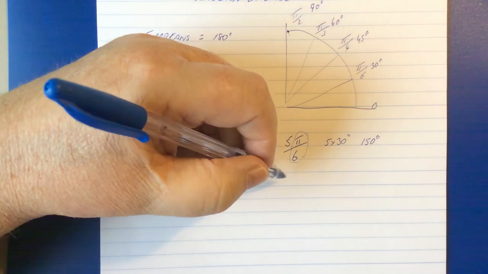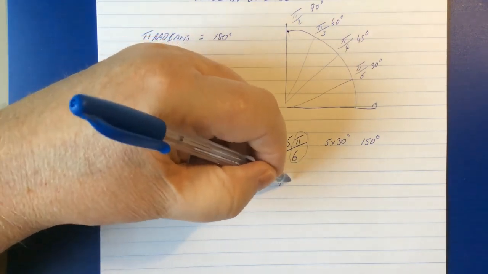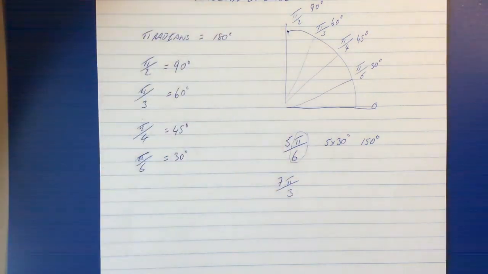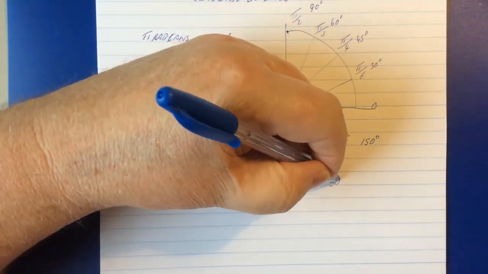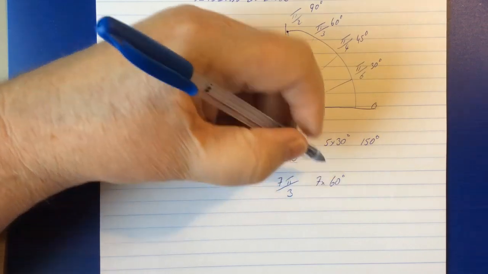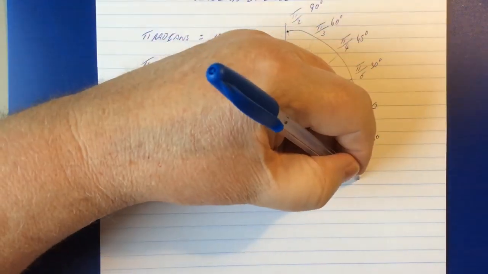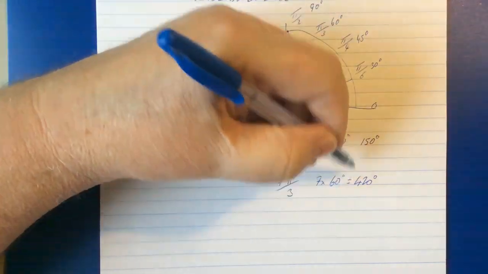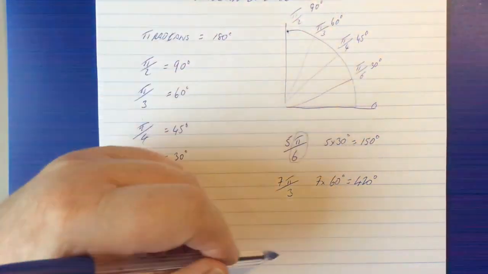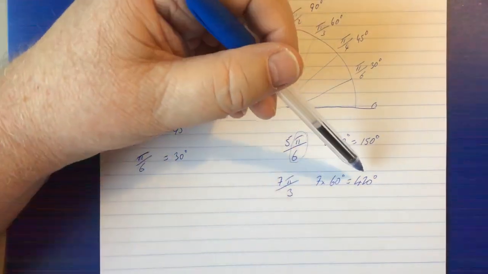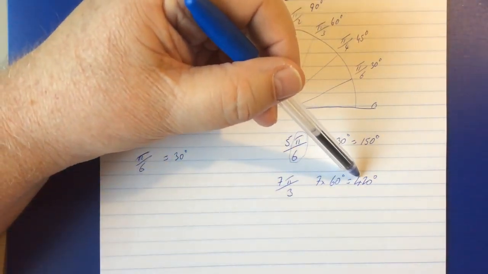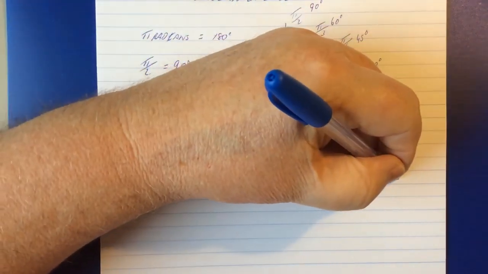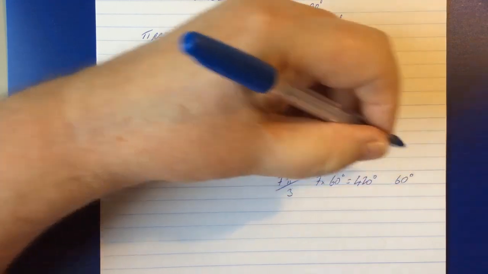Now, a little more interesting, 7 pi on 3. Now, pi on 3 is 60 degrees. 7 times that, 7 sixes are 42. That's 420 degrees. Now, our unit circle only runs to 360 degrees. So subtract 360 degrees from this and you get 60 degrees.